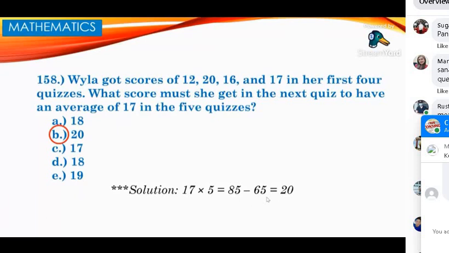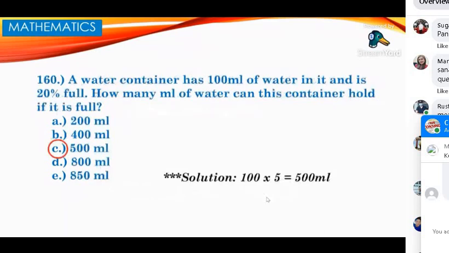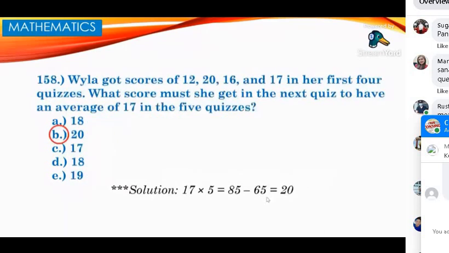Okay, let's have number 159. Oh, 159. Let's keep it to 159. 160.